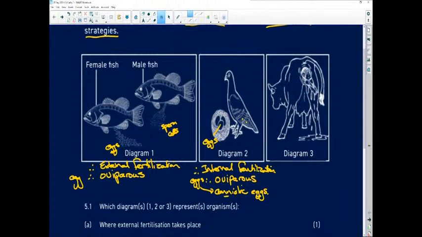And then we look at our little cow here giving birth to live young. So this would therefore be internal fertilization.